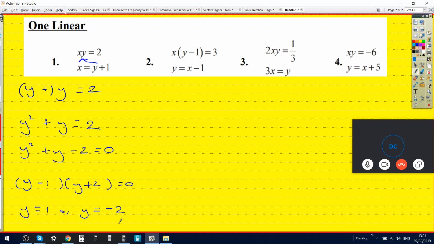And so that's y. So now once you know y, how do you get x? Substitute into the first one. So I'd get x times 1 equals 2, so x equals 2. Or I would use the second equation, it looks a bit easier. x equals y plus 1. Or any way you like.